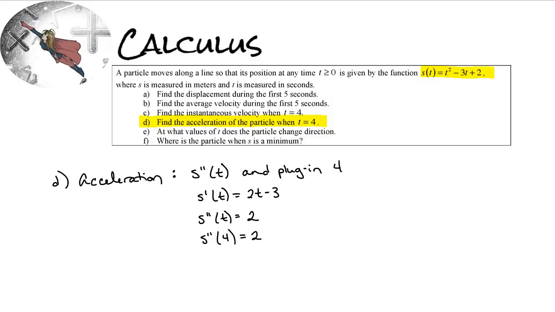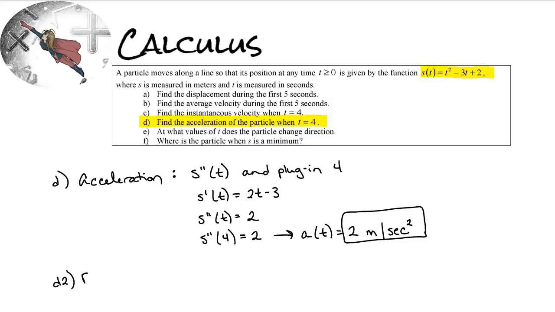And then let's just rename this. This s double prime is the same as acceleration. So let's say a of t equals 2, and that's the answer. And that would be meters per second squared, because that's how you label acceleration. And I want to show you an extra little problem here. Let's call this D2.